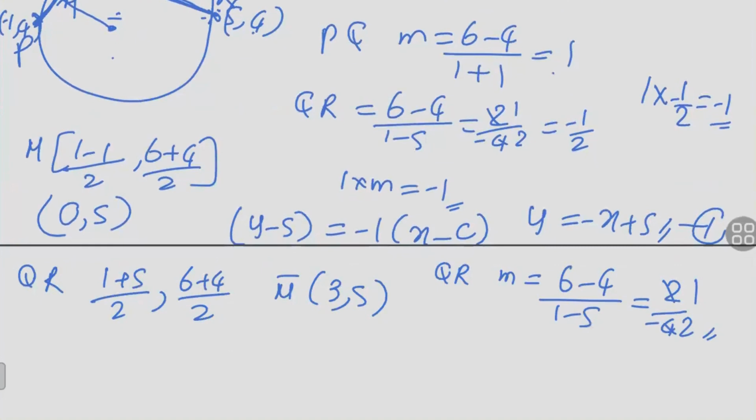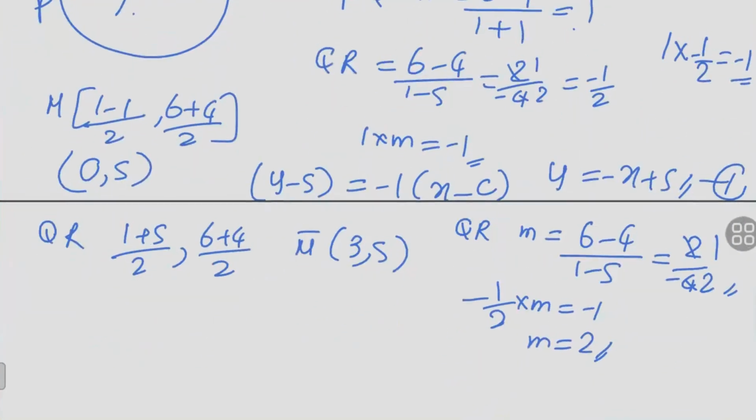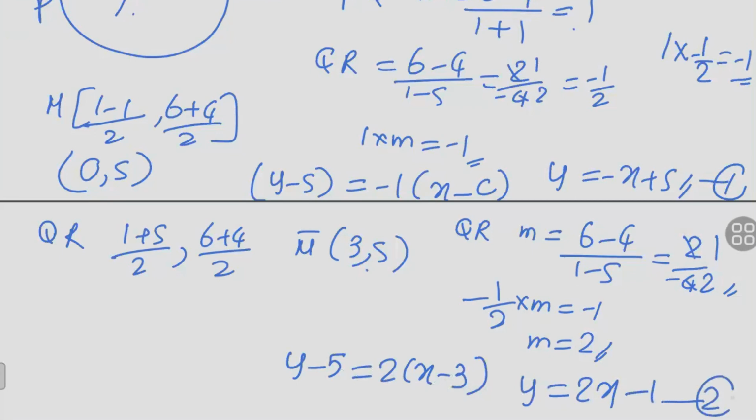This is the QR gradient. For the perpendicular bisector, minus 1 over 2 into m equals minus 1, so m equals 2, right? So you can find the QR perpendicular bisector equation. The midpoint coordinate we found is (3, 5), so y minus 5 equals 2 into (x minus 3). So you are getting the QR perpendicular bisector equation, y equals 2x minus 6 plus 5, which is 2x minus 1, the second equation.